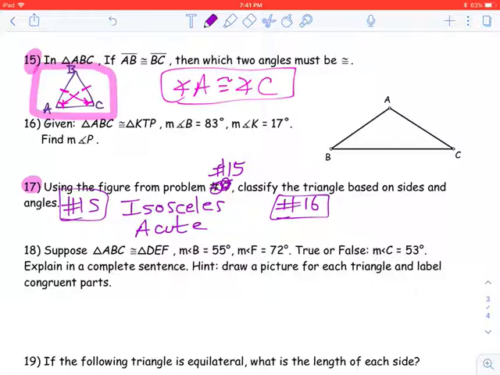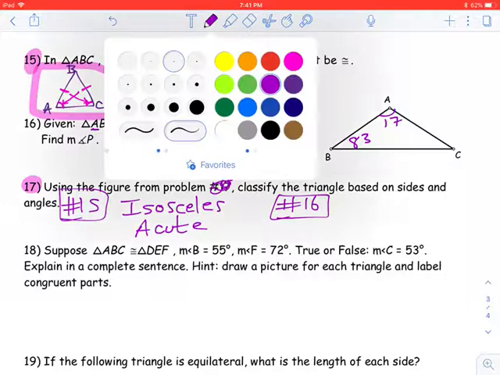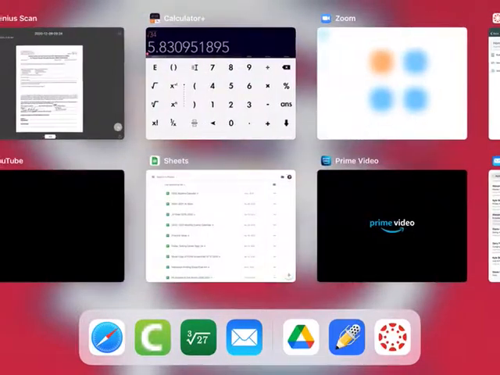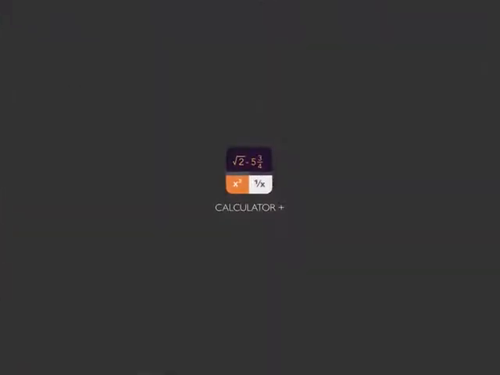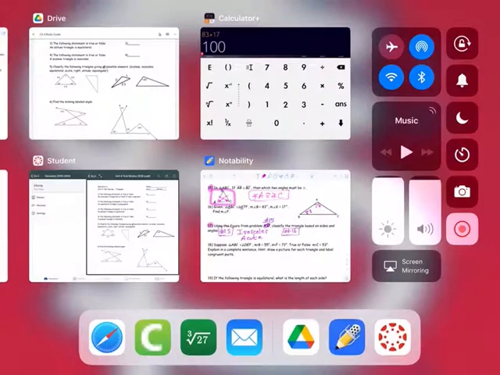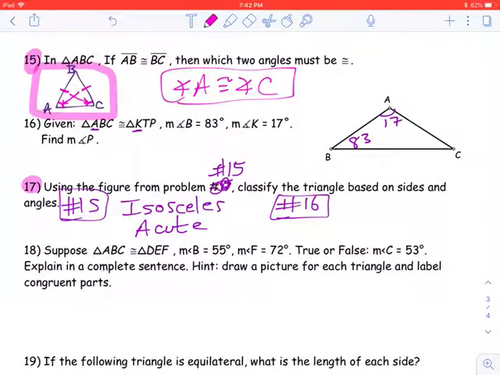And 16, we've got angle B is 83. Okay, angle K goes with A there. So A is 17. Well, think about what that other angle is going to be. If it's 83 plus 17, let's put that in the calculator here. So 83 plus 17 equals 100. So 100 subtracted from 180 is going to be 80. So that third one's 80.